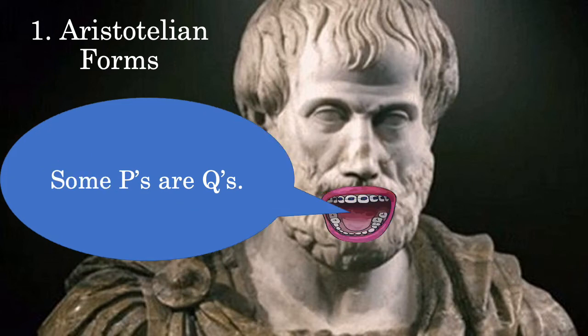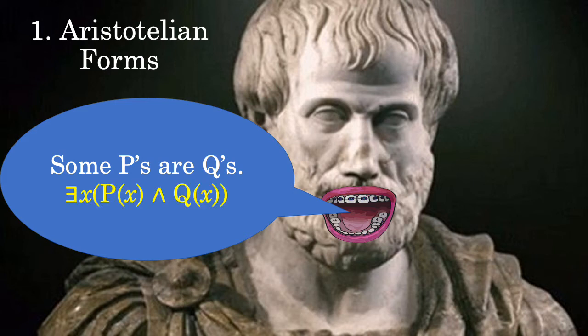The next statement that we'll look at are simple existential statements. These have the form of some P's are Q's. So for instance, some men are jerks would be an example of this. Recall from the previous lecture that when we have the verb to be in an existential statement, we translate it as and. Thus, for statements of this form, we say that there exists an x such that x is a P and x is a Q.